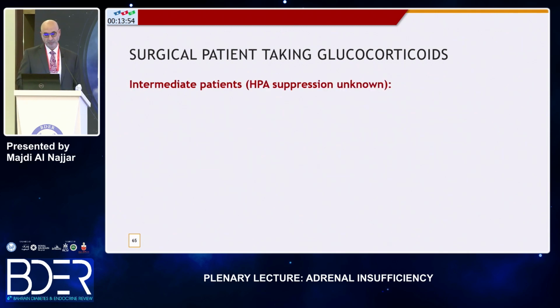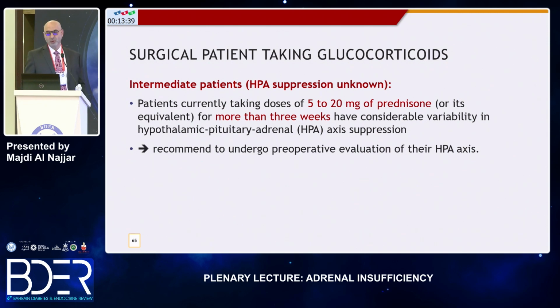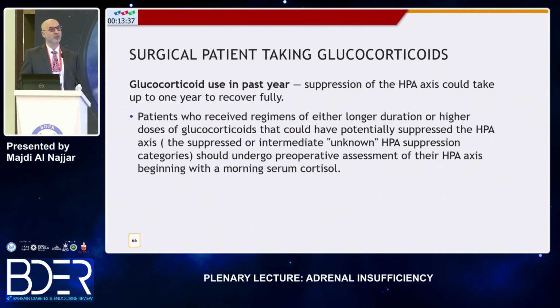situation. What about the intermediate group who are taking steroids between 5 to 20 milligram prednisone for more than 3 weeks? We are not sure if they are suppressed or not. These patients need further evaluation. Typically, we do ACTH or AM cortisol and so on.